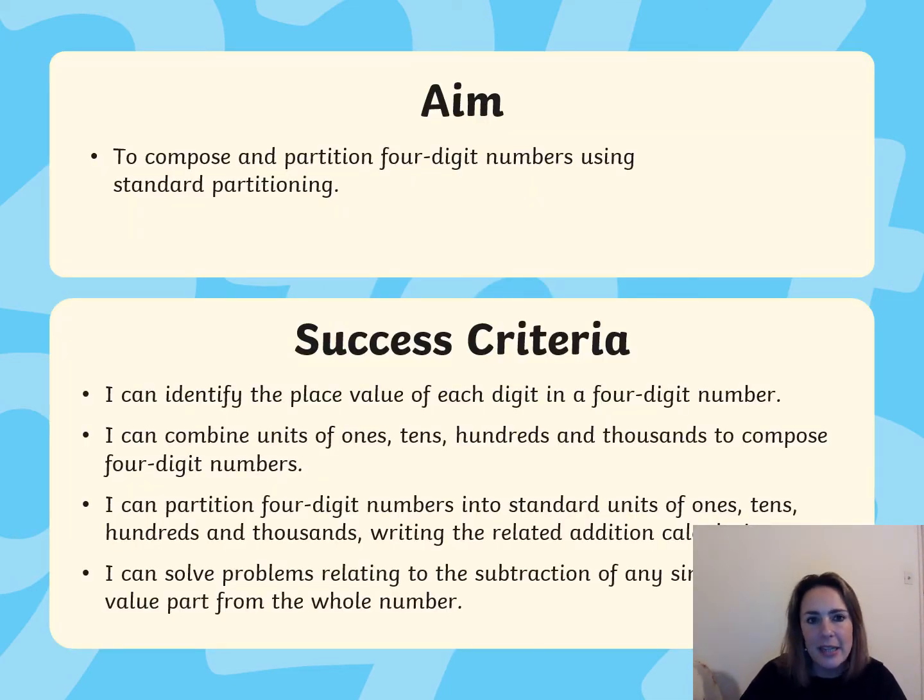So the aim of today's lesson is to compose and partition 4-digit numbers using standard partitioning. The success criteria is that you can identify the place value of each digit in a 4-digit number. You will be able to combine units of ones, tens, hundreds and thousands to compose 4-digit numbers. You will be able to partition 4-digit numbers into standard units of ones, tens, hundreds and thousands and write the related addition calculation. And you will also be able to solve problems relating to the subtraction of any similar value part from the whole number.